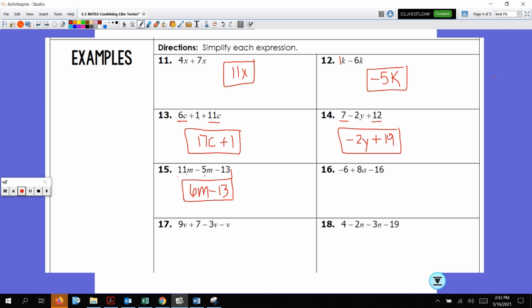All right, for number 16, I have this 8a. Remember, we put the variable terms in front. 8a, and then I have negative 6 and negative 16. Negative 6 minus 16 is a bigger negative. It's going to be negative 22.